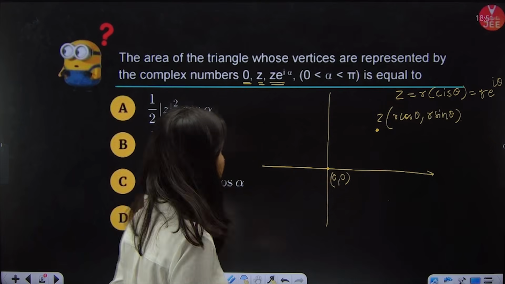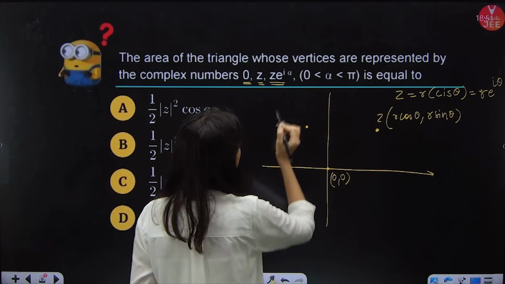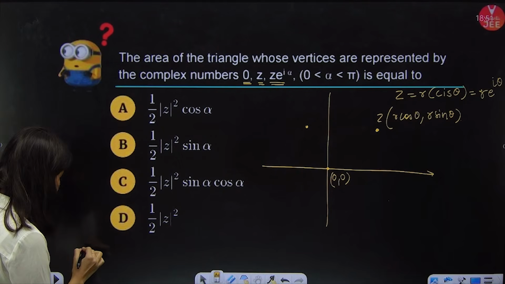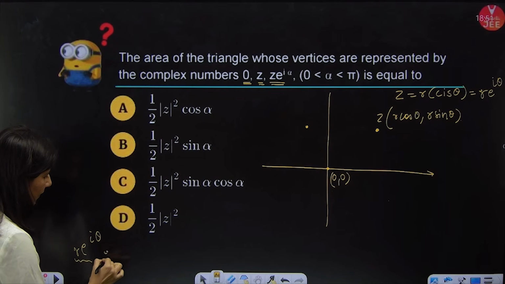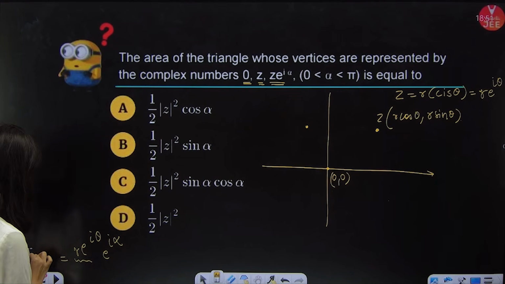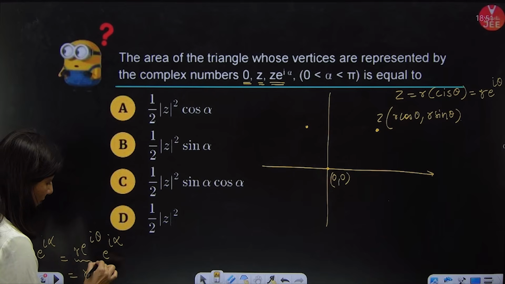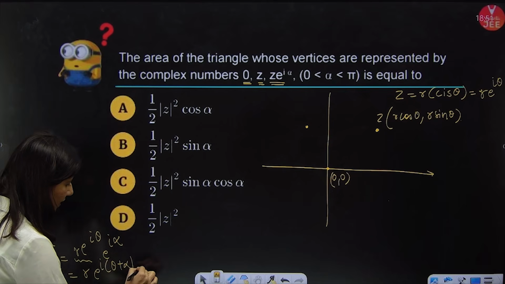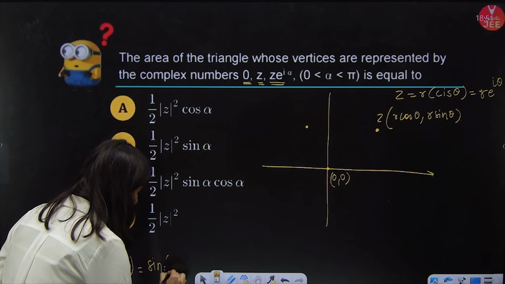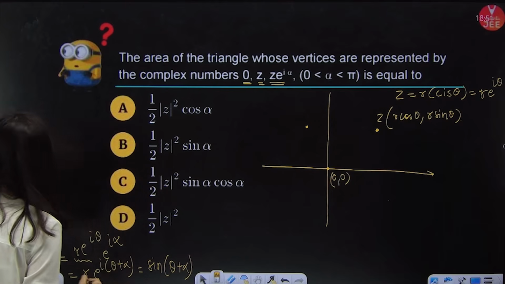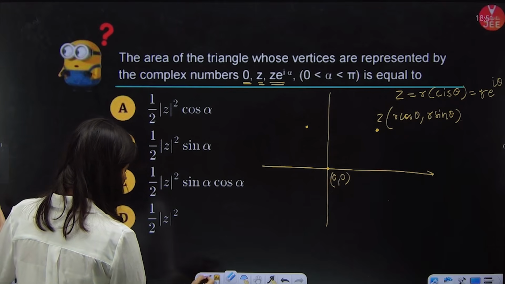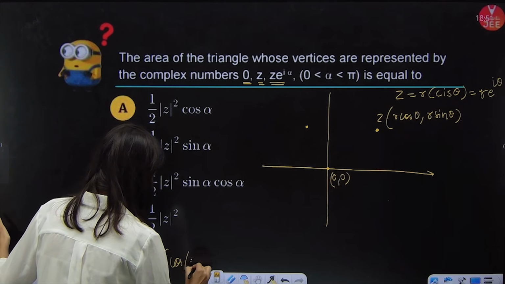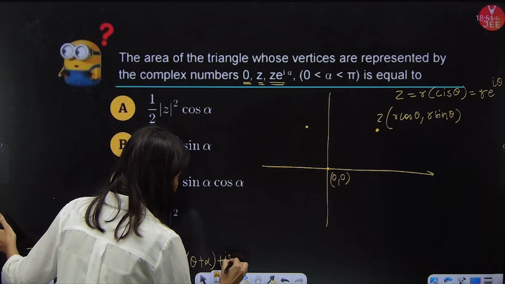Right? The third point will be z e raised to power iota alpha. Understand, z is what? Z is e raised to power iota theta into r. This is your z. Z into e raised to power iota alpha. This is your z e raised to power iota alpha, third vertex. So this is r e raised to power iota theta plus alpha. This is r cis theta plus alpha, right? So this is going to become r cos theta plus alpha plus iota sine theta plus alpha, right?